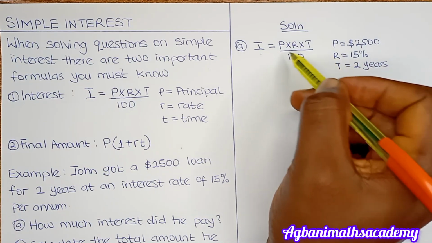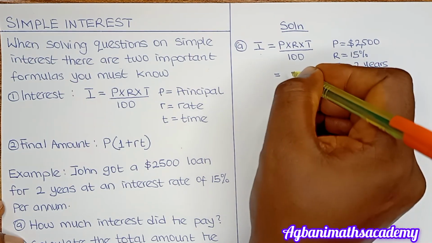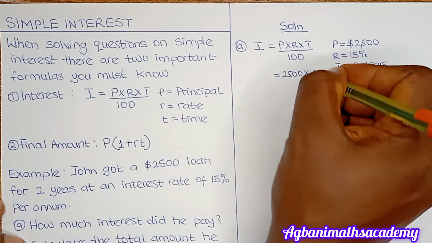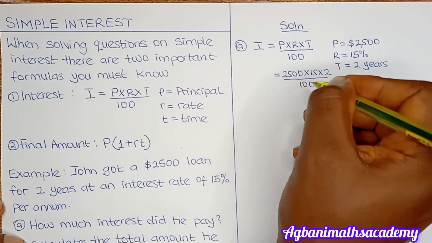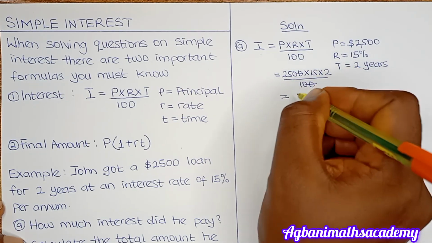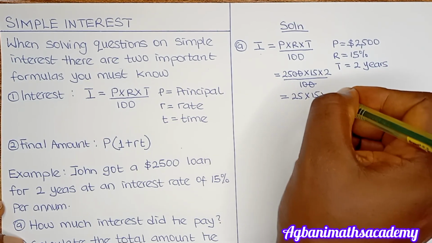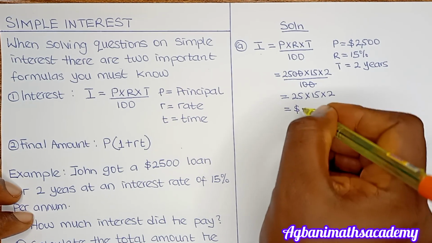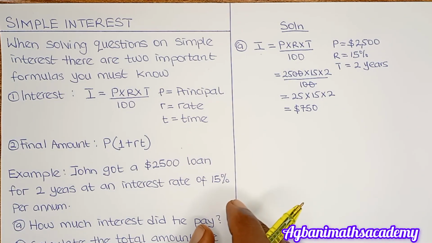We are going to replace these three values with what we have here. This gives us 2,500 multiplied by 15 multiplied by 2, all over 100. Two zeros will cancel out two zeros. We have 25 multiplied by 15 multiplied by 2. So the interest after 2 years is going to be $750.